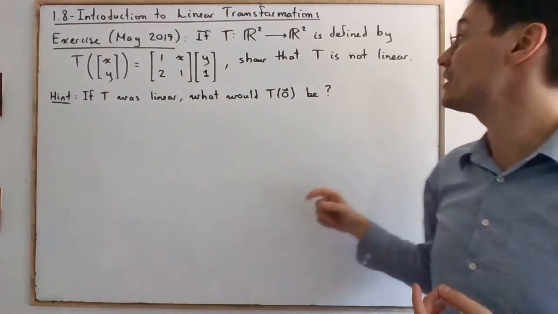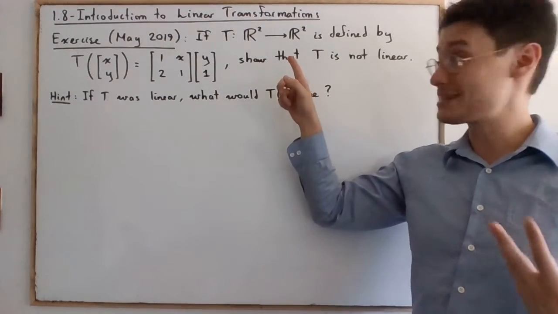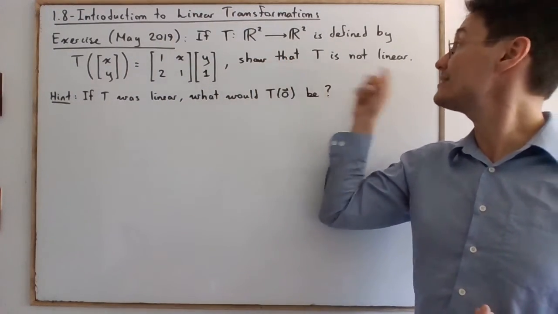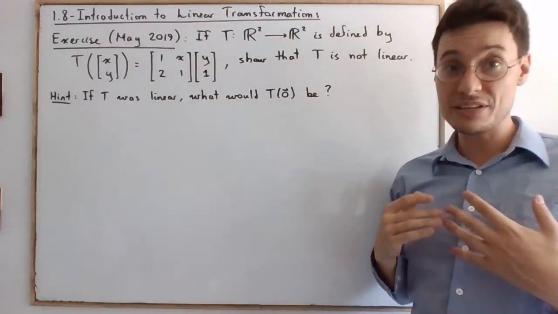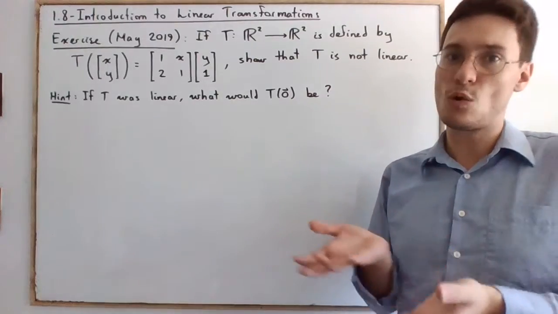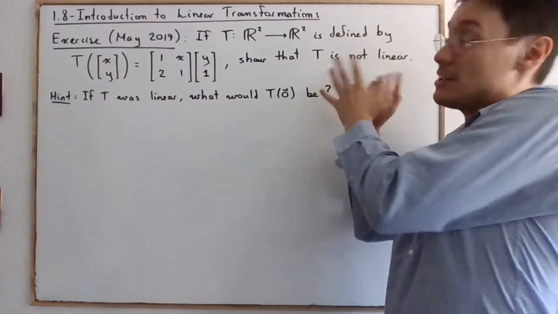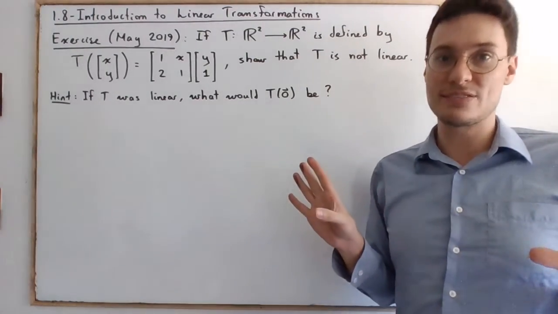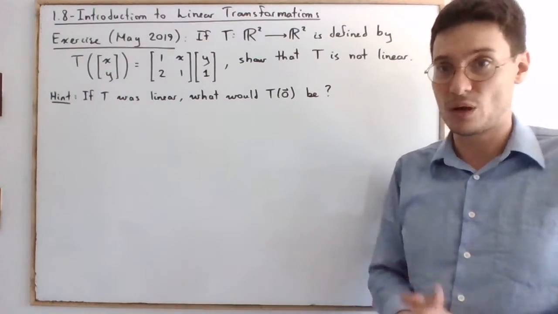final exam question. However, in that exam, it was not written "show that T is not linear." It was written "prove or disprove that it's linear." So in other words, you didn't quite know. Now I'm kind of giving you a hint. It's not a linear transformation and you have to show that, okay?